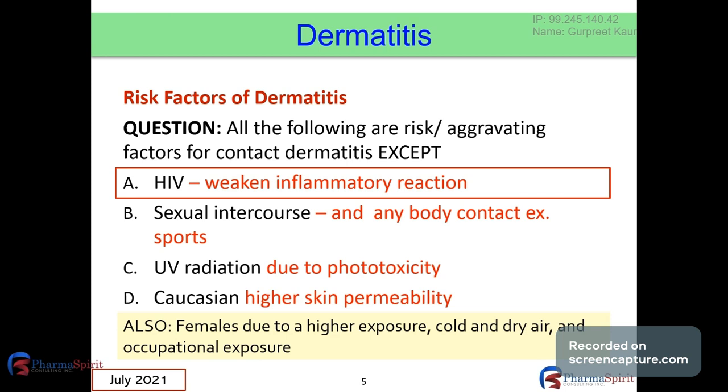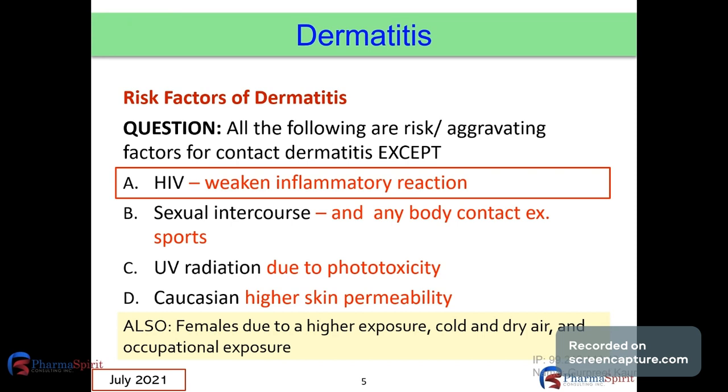So sexual intercourse and any body contact such as sports increase the exposure to the allergen. Ultraviolet radiation causes phototoxicity and it can also aggravate the symptoms. And Caucasian ethnicity has a higher skin permeability, so they have a higher risk of atopic dermatitis. Other risk factors include females because females are at higher risk of exposure to contact to irritants such as detergent and soaps.